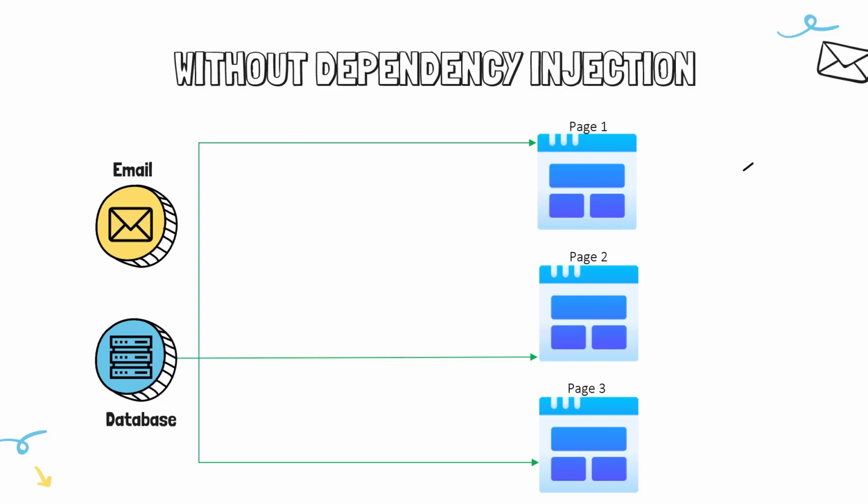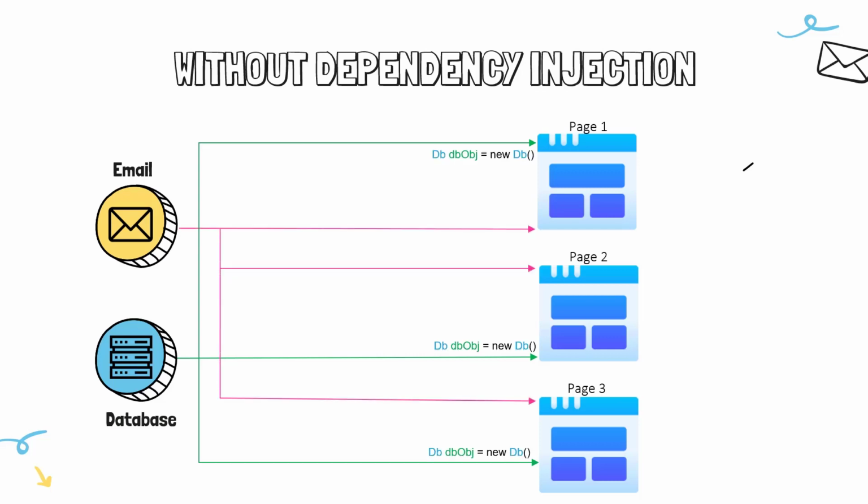So what we will do is we will create the object for database classes on all the 3 pages. We will have to open that connection, we will have to do the database operation, and then we will have to close the connection in all the places. We have to do the same and create an object for the email implementation in all the 3 pages. So you can see this is a lot of duplicate code.